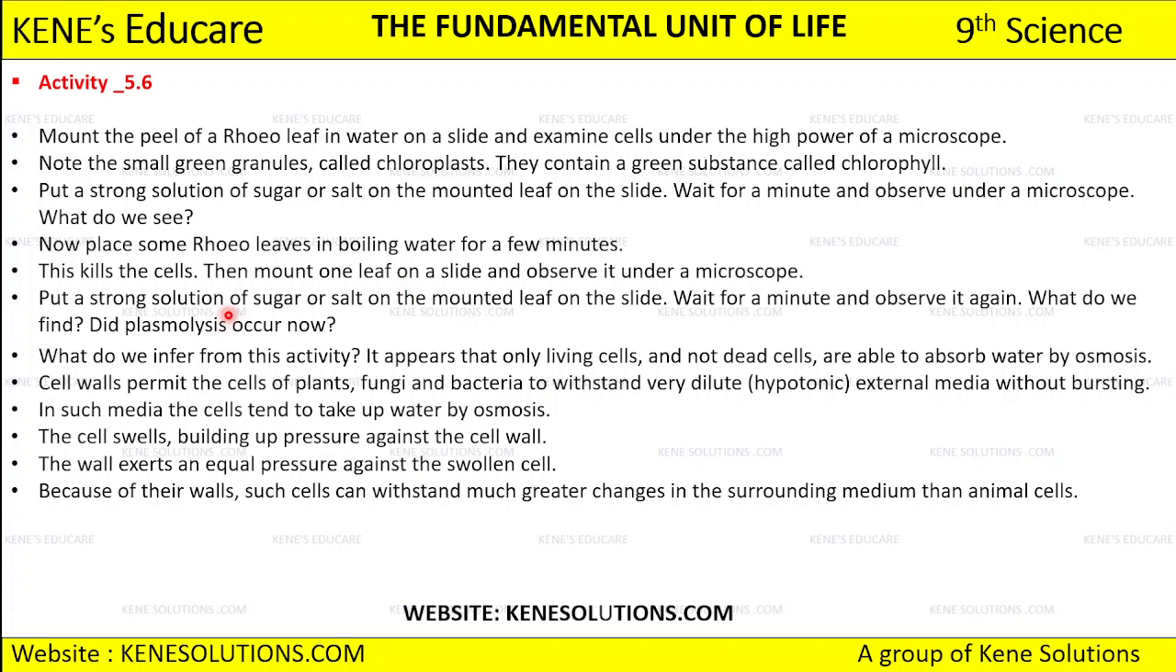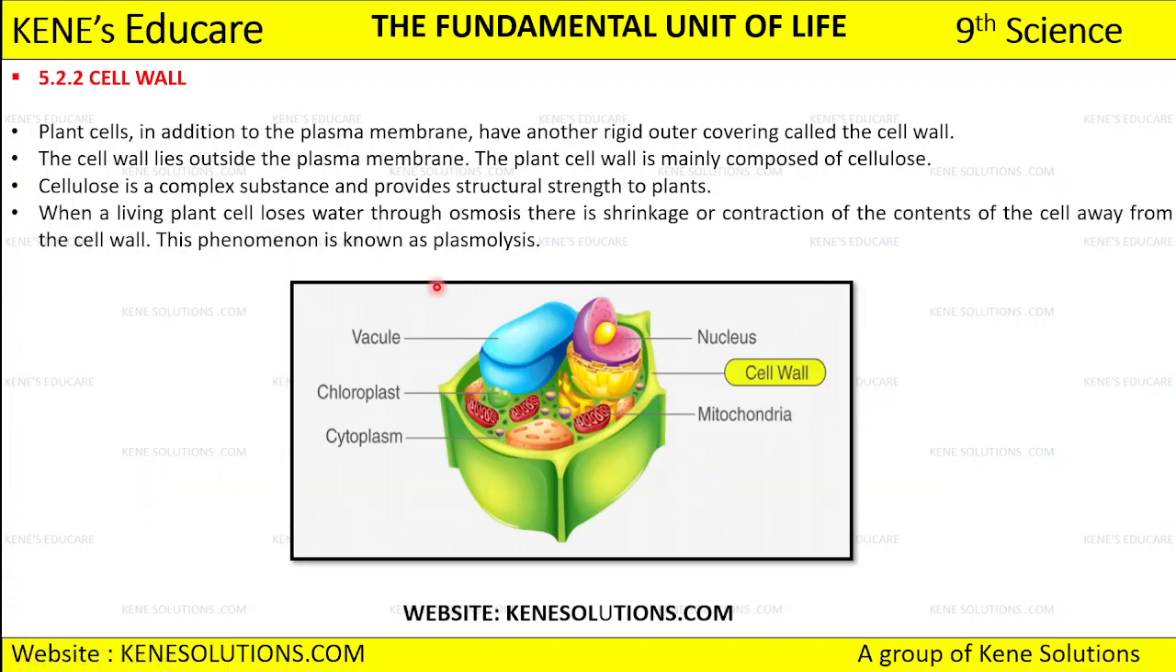Now again put a strong solution of sugar and salt on that leaf on the slide and wait for 1 minute and observe it again. What did you find? Here plasmolysis has happened. You know what plasmolysis is, right? What is happening in plasmolysis? The plant cell is going to lose the water and you will see that there will be a shrinkage.